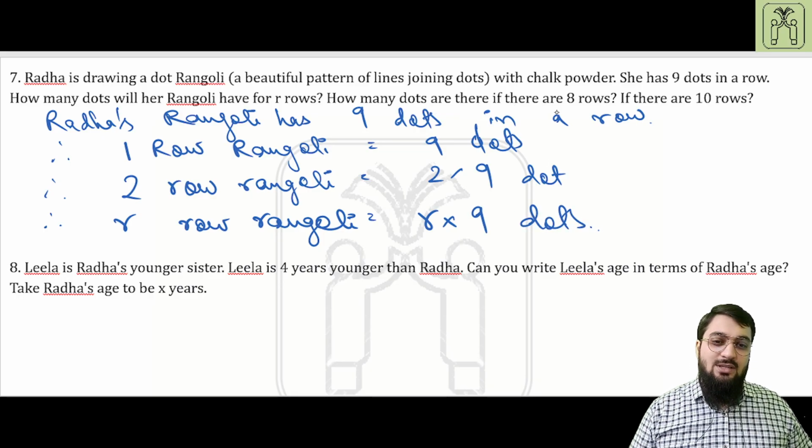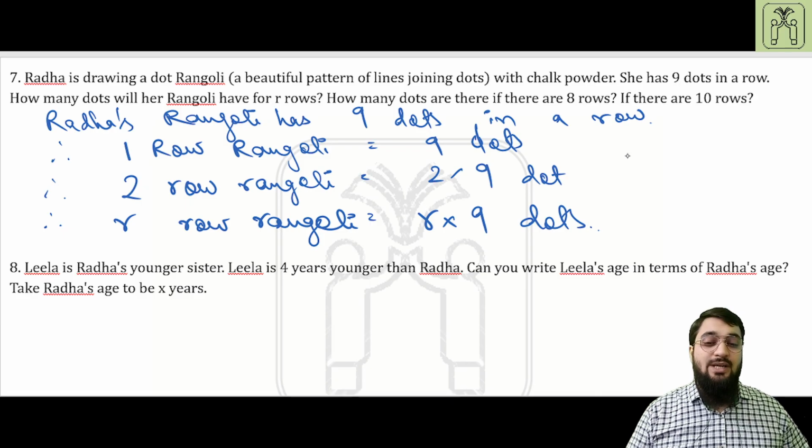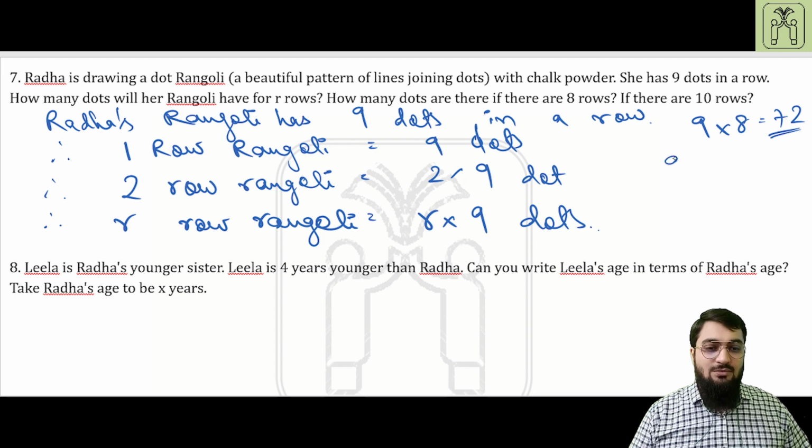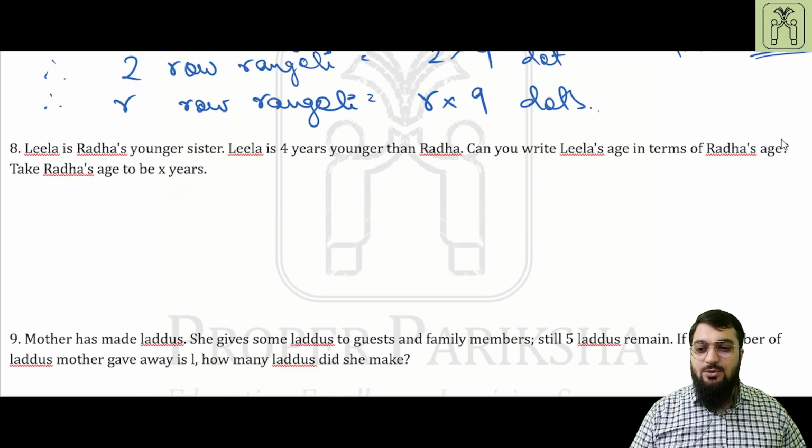How many dots are there? If there are 8 rows, you can just replace the value of R with 8, and then you will get 9 into 8, that is 72 dots. And for 10 rows, that will be 9 into 10, that is 90 dots. Coming to the next question.